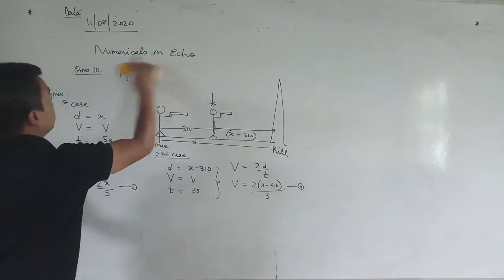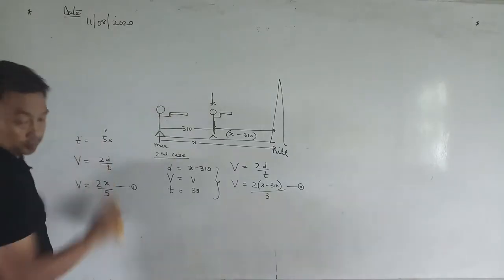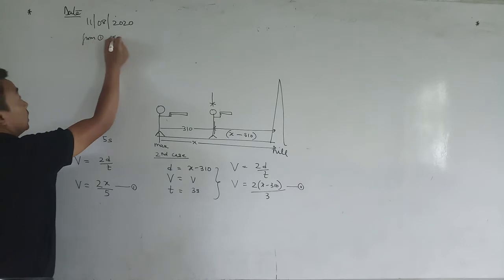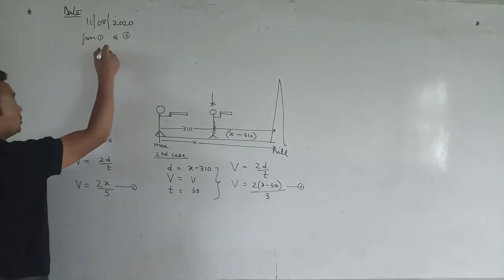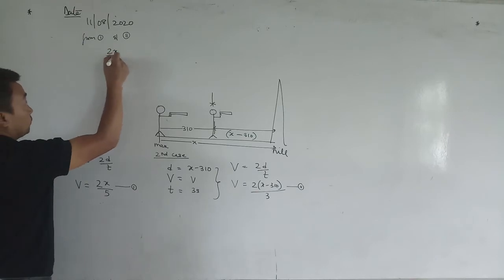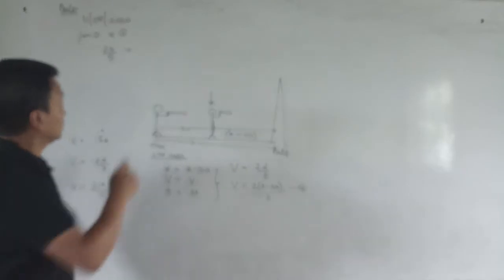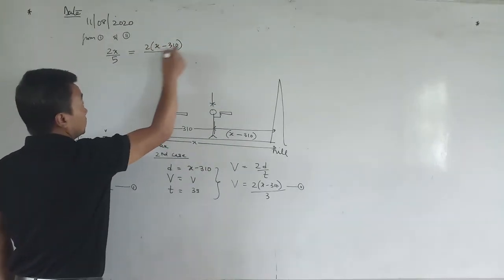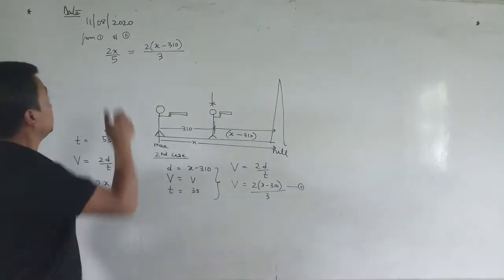So now from equation 1 and equation 2, what we observe is 2x by 5 is the speed or the velocity in the first case, and 2 times (x minus 310) by 3 is the speed in the second case. So these two expressions are equal.